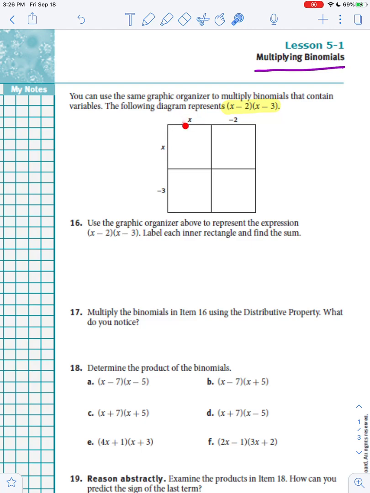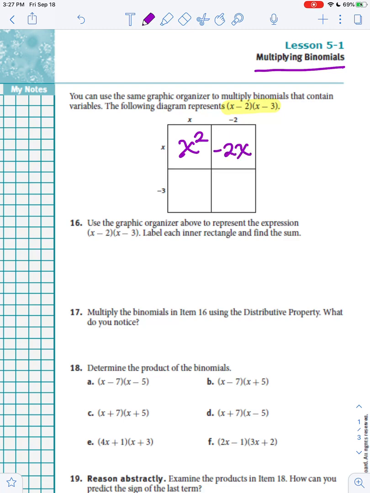So I'm going to take the x minus 2, and as you see, we've written those across the top, and then the x minus 3 we wrote along the side. That'll allow us to do a little multiplication to ensure that the x gets multiplied by both the x and the minus 3, and that the minus 2 also gets multiplied by both the x and the minus 3. So if we start with x times x, we get x squared.